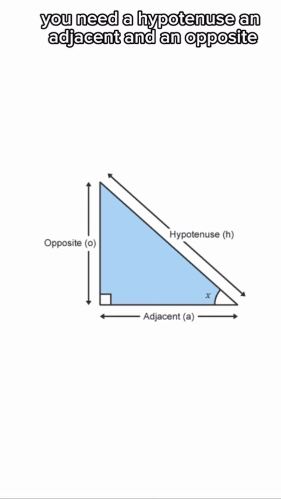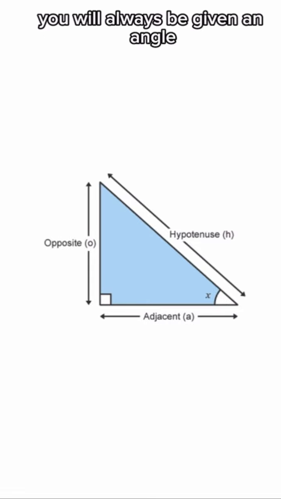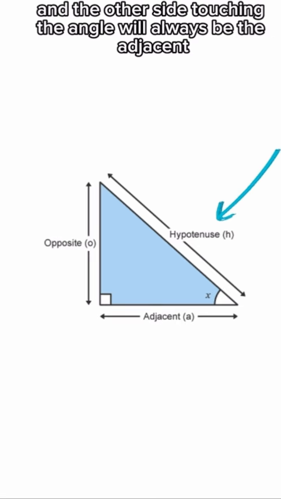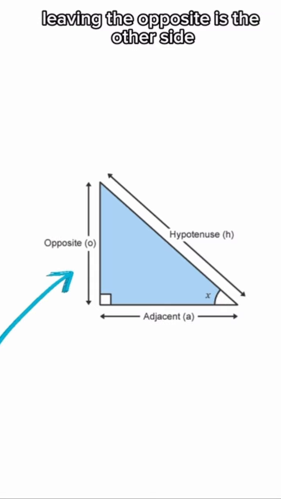You need a hypotenuse, an adjacent, and an opposite. In a trigonometry question, you will always be given an angle. You can deduce that the longest side will always be the hypotenuse and the other side touching the angle will always be the adjacent, leaving the opposite as the other side.